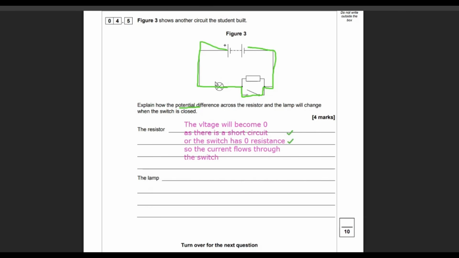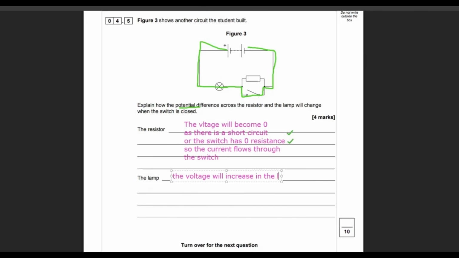Now, what happens to the voltage in the lamp? Let me explain this one for you. You should obviously have a go at this first, and it's 2 marks. So you need to say if it will go up or down, which is 1 mark, and then explain that. If you just said the voltage goes up, you'll get 2 marks because the voltage is going to increase. So the voltage will increase in the lamp.